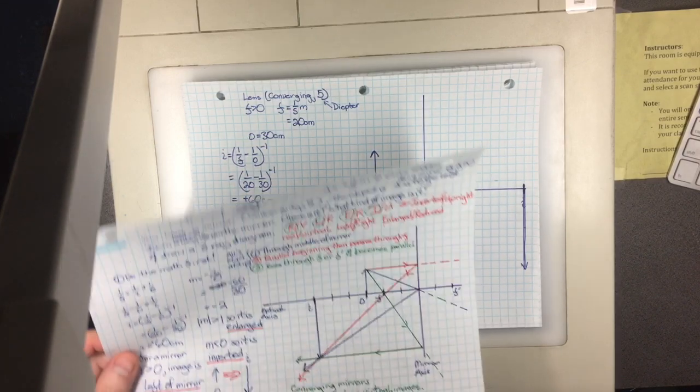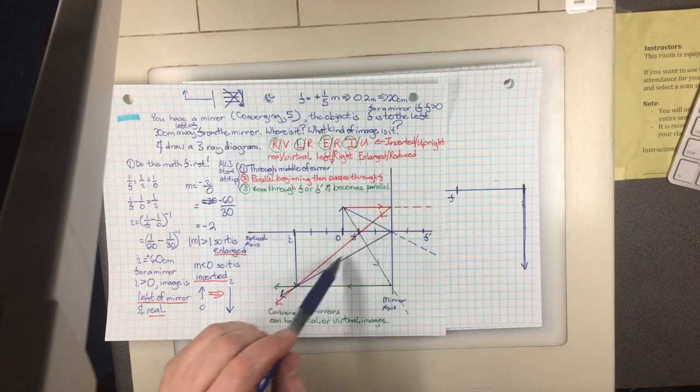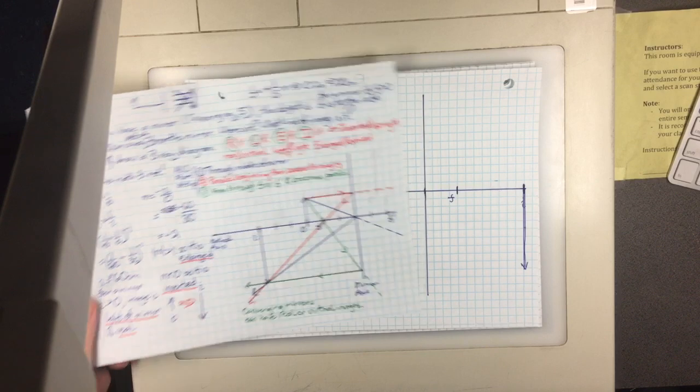When we look at the rays for the mirror, all of our solid rays were to the left of the mirror. Why? Because the rays were reflected. Yes? What determines what side the object is on?